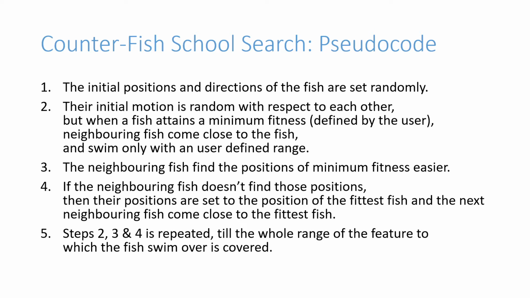The neighboring fish also attain a minimum fitness easily. If the neighboring fish does not find the positions of fitness surrounding the first fish, the next two fish come close to the fittest fish. The termination of the algorithm is when steps 2, 3, 4 are repeated again and again. When all the fish build the classification line, this search is terminated.